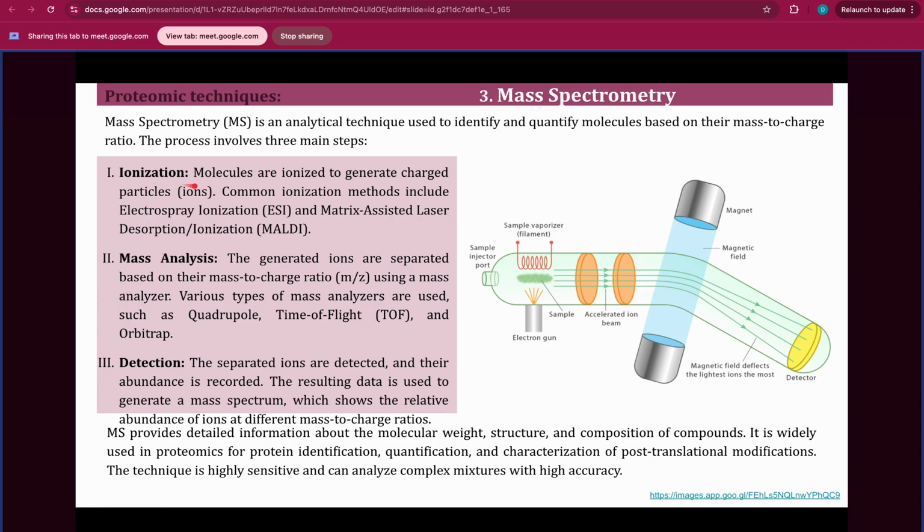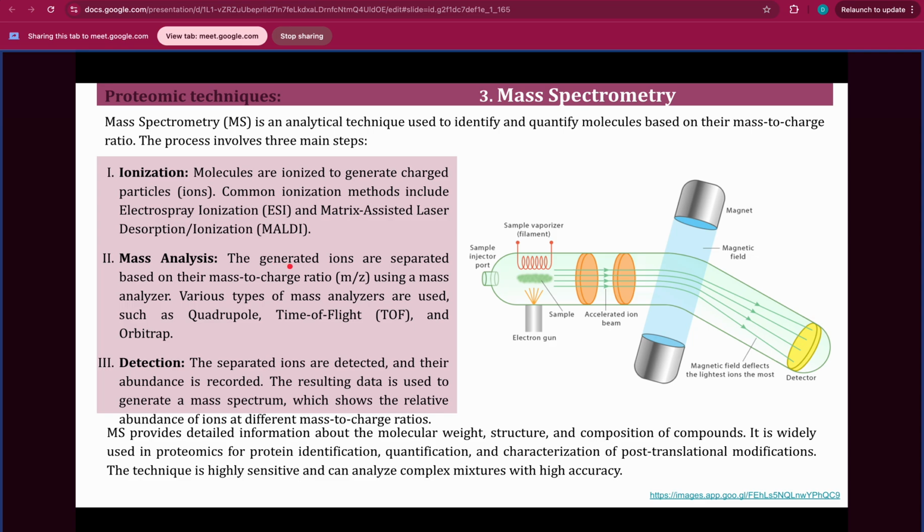First stage is the ionization. In this, firstly we have to ionize the molecules or particles which we have. The first step is ionization, which includes electrospray ionization or matrix assisted laser desorption ionization. These are two techniques of ionizing, because ions are charged molecules, so they will move in the presence of an electric charge, so we have to ionize them. Second is the mass analysis.